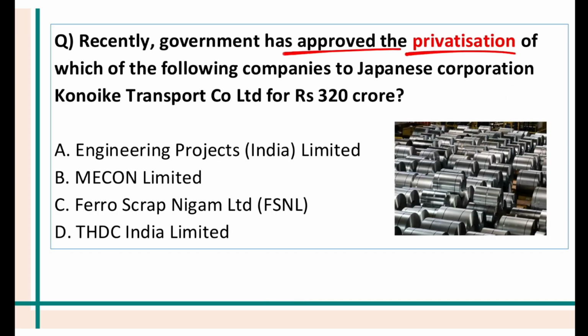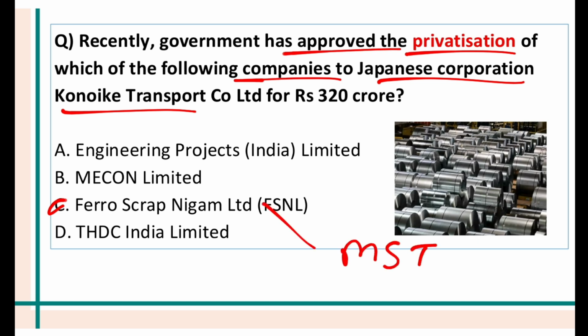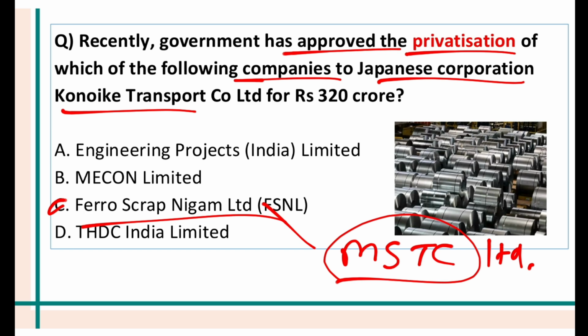Government has approved the privatization of which of the following companies to Japanese corporation Konoike Transport for 320 crore? So this is the Ferro Scrap Nigam Limited. Ferro Scrap Nigam Limited has been sold to Konoike Transport for 320 crore. And by the way, Ferro Scrap Nigam Limited is a 100% owned subsidiary of MSTC Limited. Is that clear? And this Ferro Scrap Nigam Limited is a Mini Ratna Category 2 company. It works under the Ministry of Steel.